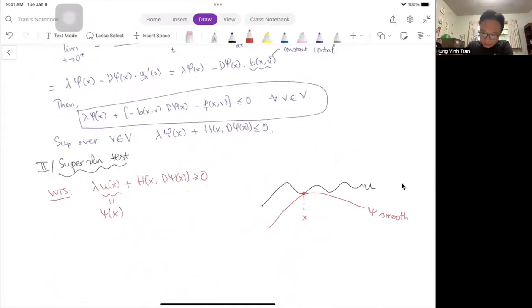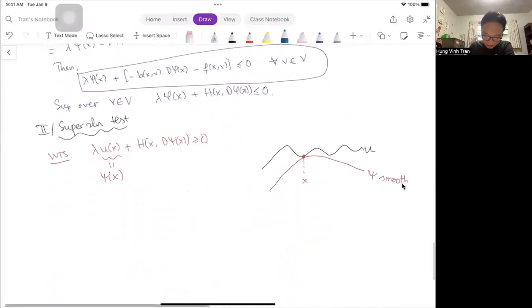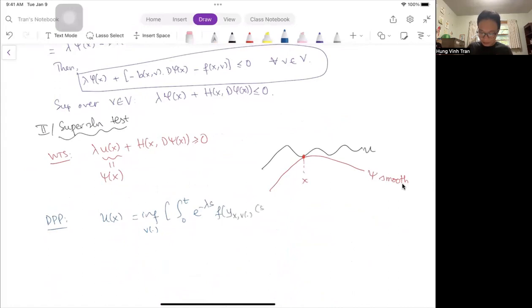Okay, so what is the DPP formulation from here? Let me recall. I have the DPP formulation: u(x) equals the infimum over all controls of the integral from 0 to t of e^(-λs) f(y_x(s), v(s)) ds, plus e^(-λt) times u evaluated at that endpoint, which is y_x at time t.